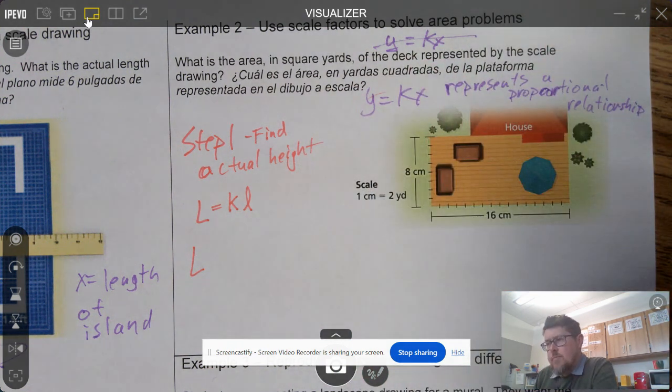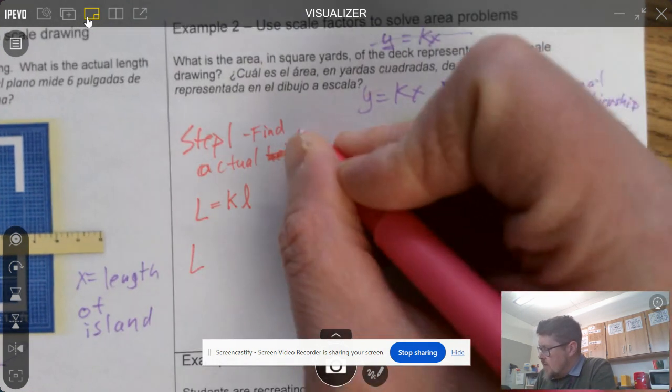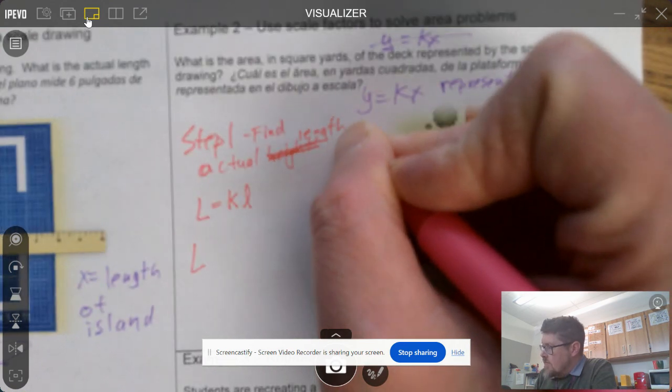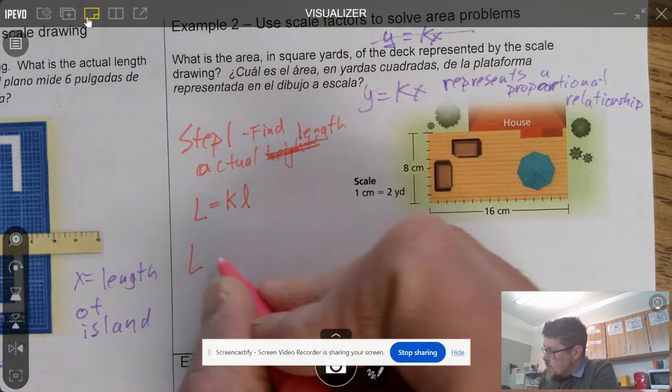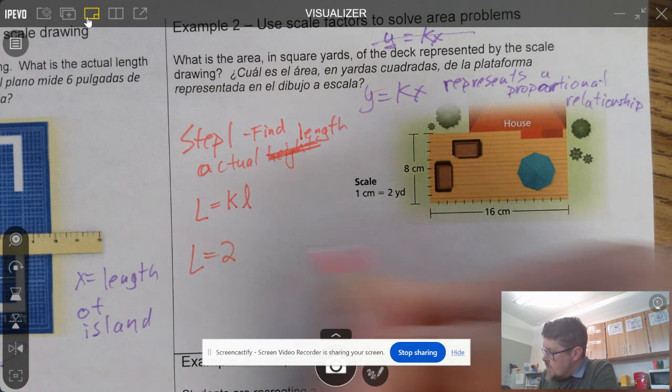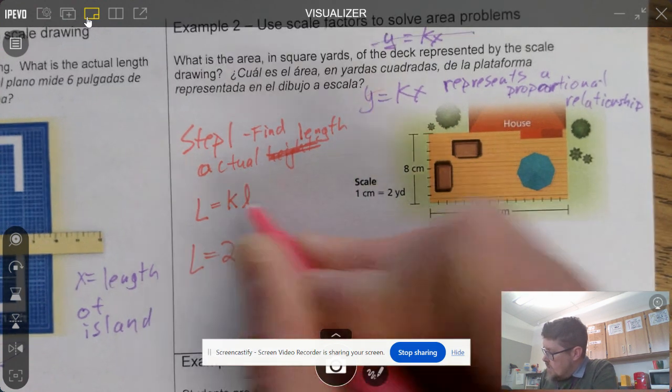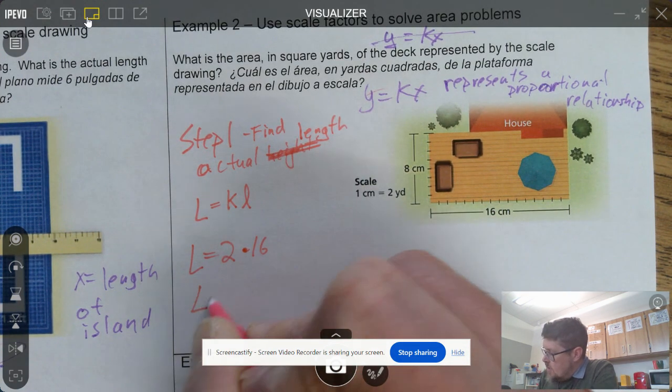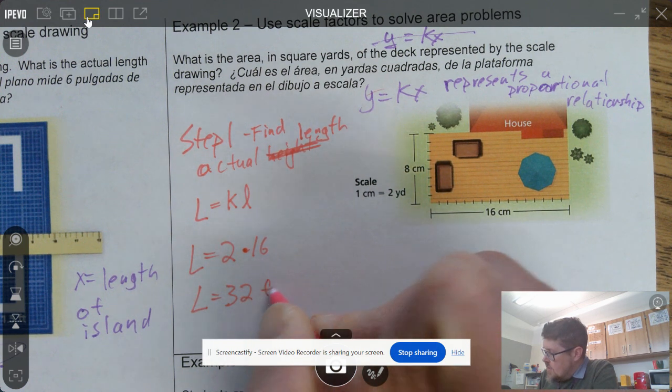Did I screw this up? Find actual length, not height. My bad. Sorry. Find actual length right here. So it's going to be 2 times 16. Okay, that's the length right there. So that's going to be 32 feet.